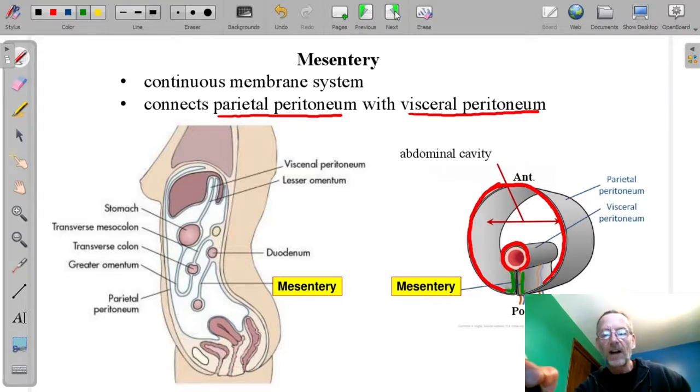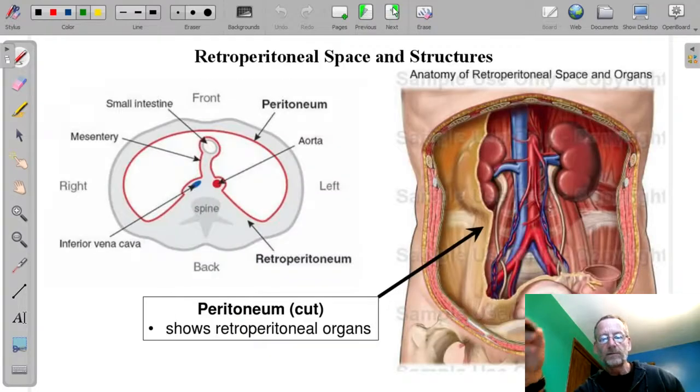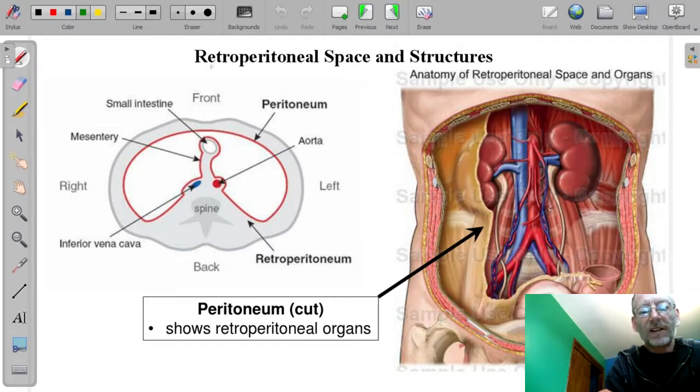The next slide gives us a chance to talk about retroperitoneal spaces and retroperitoneal structures. So retro means behind.